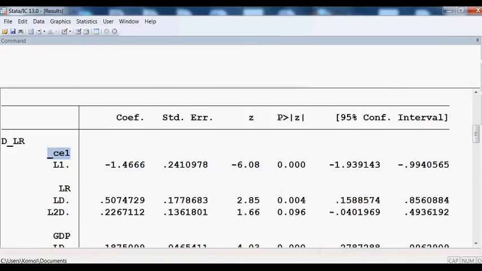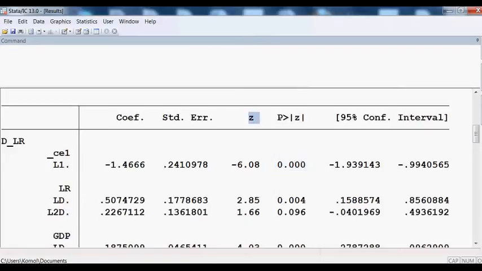So we can call this one the error correction term, right? And this one is the standard error. And this one is the Z statistics. And this one is the corresponding probability.